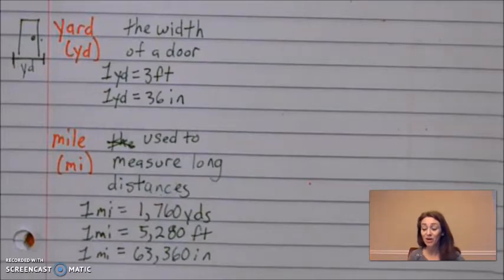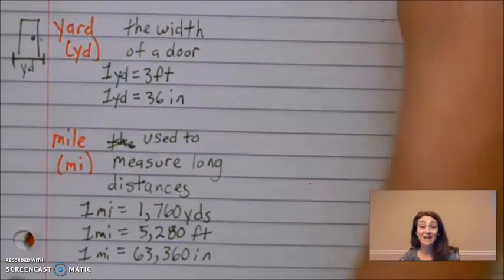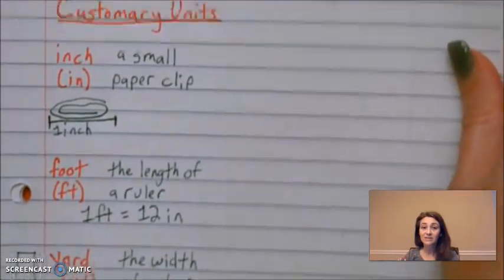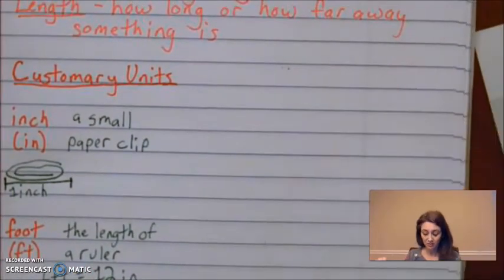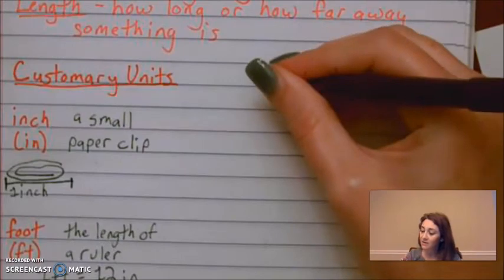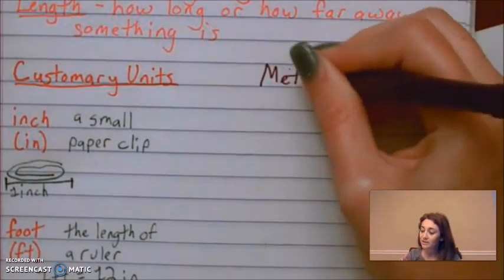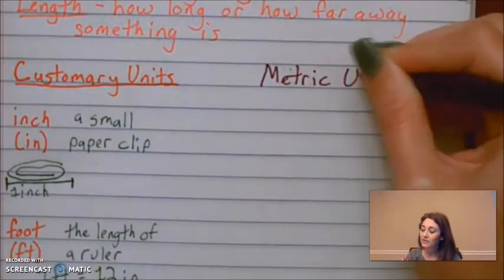So now we're going to move on from our customary system to the metric system. You'll notice some links that we've used in science when we're doing this, because metric is the system that our scientists use and that the rest of the world pretty much uses. So metric units, the smallest one we're going to talk about. Well, first I need to write metric units. Sorry guys, I got ahead of myself. Metric units.